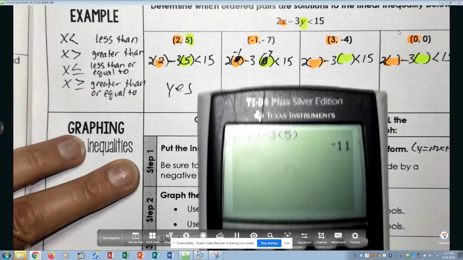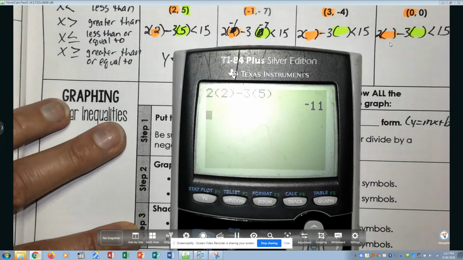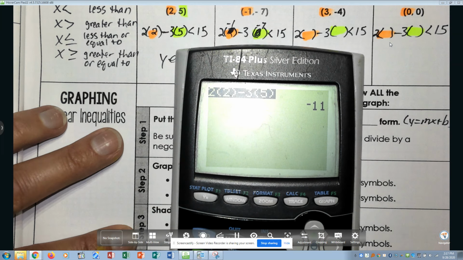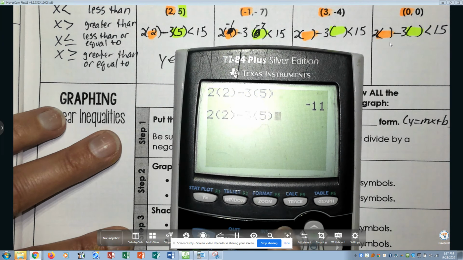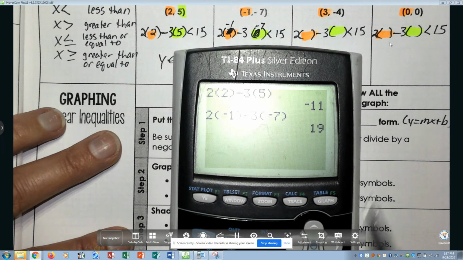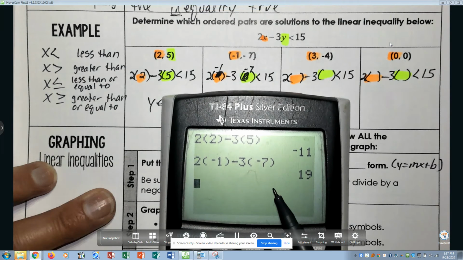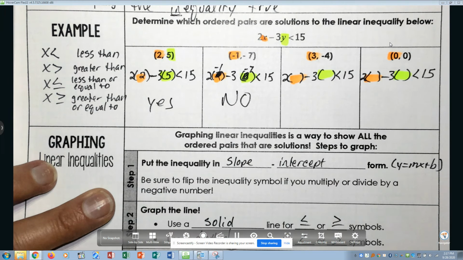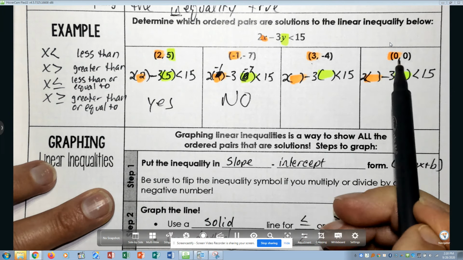What was I doing? So a trick that you can do with your graphing calculator is you hit the up button until it highlights the equation. Then you hit enter and it copies and pastes it down here. So right here, I want to put a negative 1, and delete that. And then right here, I want to put a negative 7. Is it less than 15? No. 19 is greater than 15, so this doesn't work. So no. So can you guys please do these two problems right here?